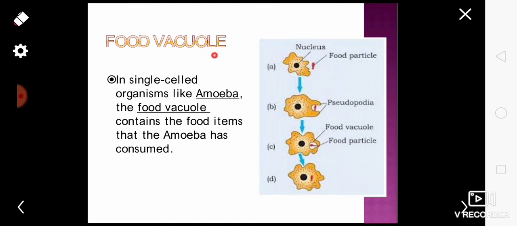Then we can see what is food vacuole. Food vacuole is actually seen in unicellular organisms like amoeba. In a single-celled organism like amoeba, the food vacuole contains food items that the amoeba has consumed. Amoeba captures food items with the help of pseudopodia, and it forms a vacuole-like structure. That structure is known as food vacuole. So food vacuole is seen in amoeba.